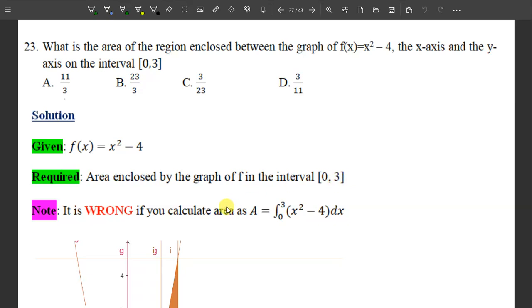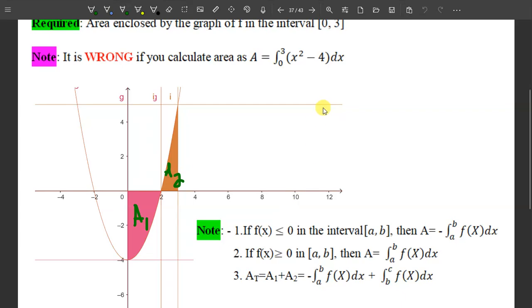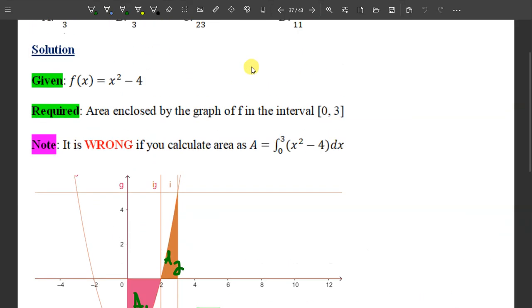Now, if we calculate the area between this function and the x-axis between 0 and 3, and if we simply use the integral as such, then it is wrong. Because, let us see, the first thing you have to do is try to draw the graph first. This function is a quadratic function.